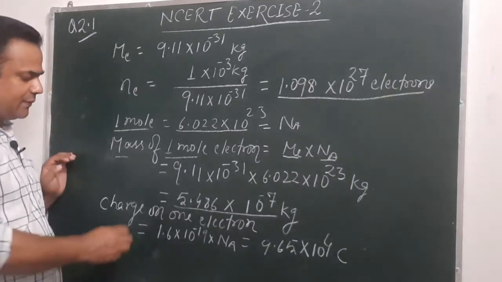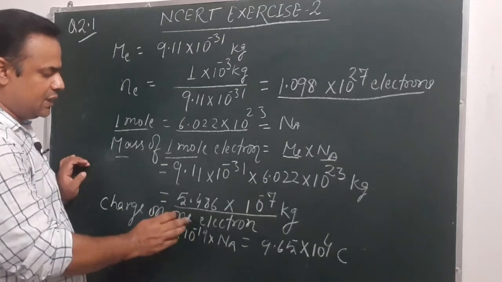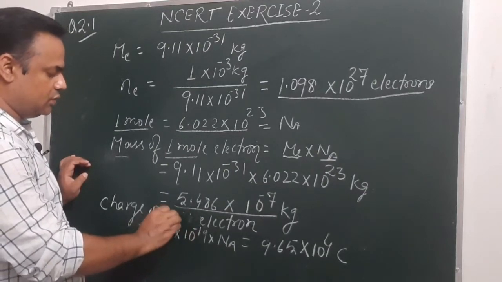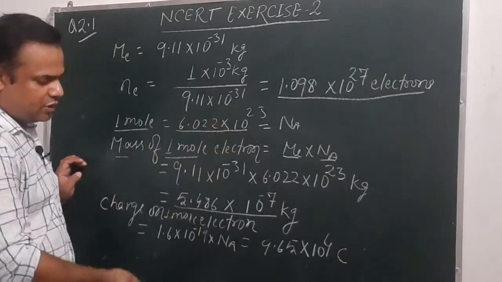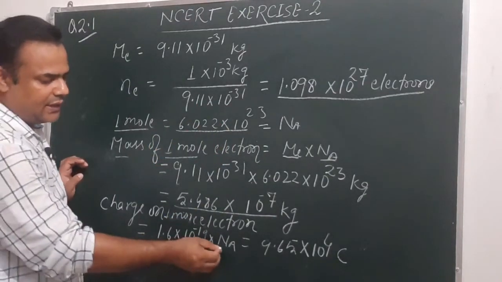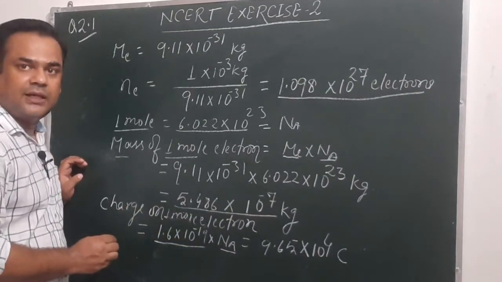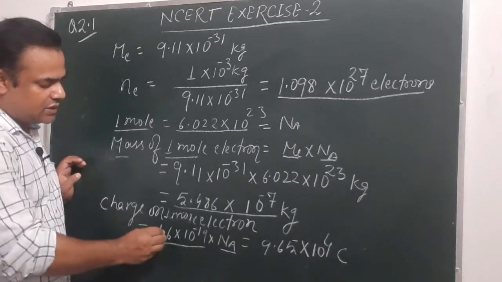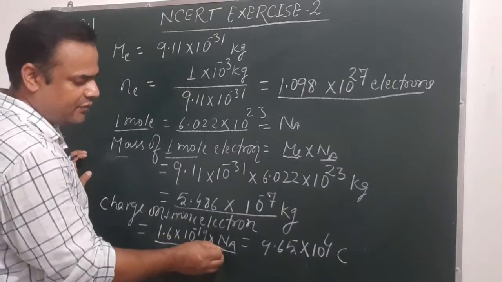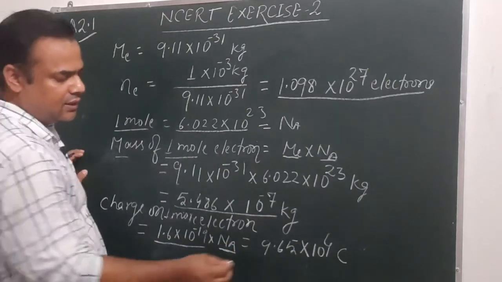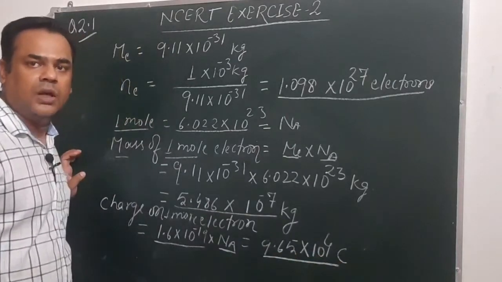In the next part, we have to calculate the charge on 1 mole electron. We know that 1 mole equals 6.022 × 10^23. So if we multiply the Avogadro number with the charge on 1 electron, we can get the charge on 1 mole electron. So the charge on 1 electron is 1.6 × 10^-19 multiplied by Avogadro number Na. This will come to 9.65 × 10^4 coulomb.